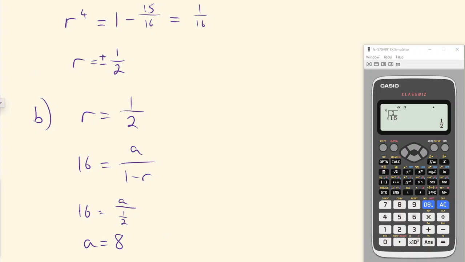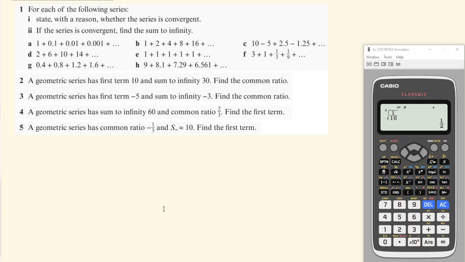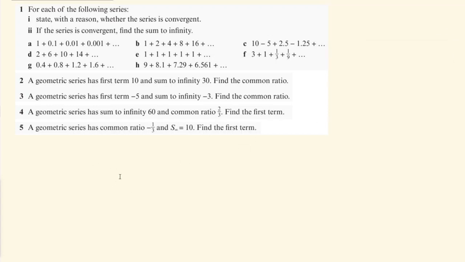I've set you up 2 sets of questions. The first is the much more straightforward questions 1 to 5 from the textbook. I don't mind whether or not you do all of these, but I do think you should all have a go at a handful of these just to make sure you've got the basics down using the formula for this infinite series and finding the common ratios when you've got a couple of different things.